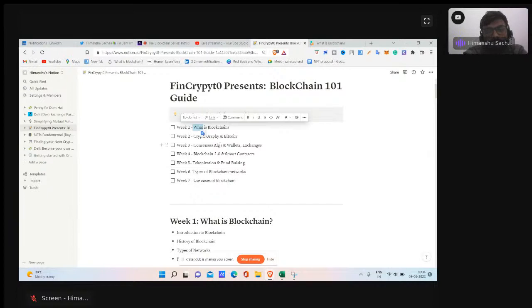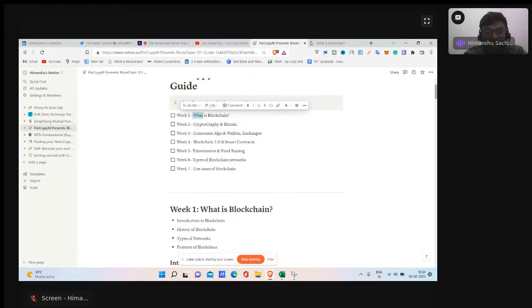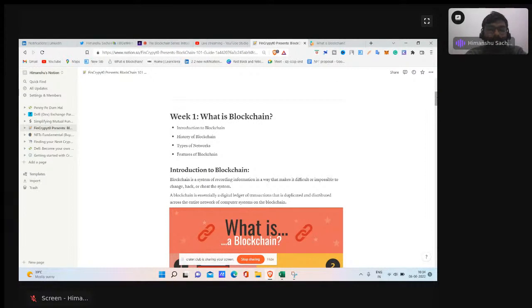We'll also talk about the different types of blockchain networks that we have, and the different use cases of the blockchain. So we'll talk about all these 7 topics in the next 7 weeks, and every week we'll come up with one new topic and talk about it in detail. Today we'll start with what is blockchain. So we'll start with the introduction to the blockchain.